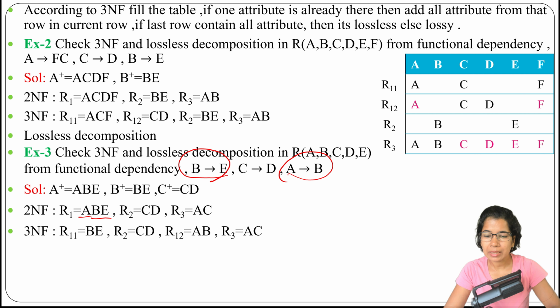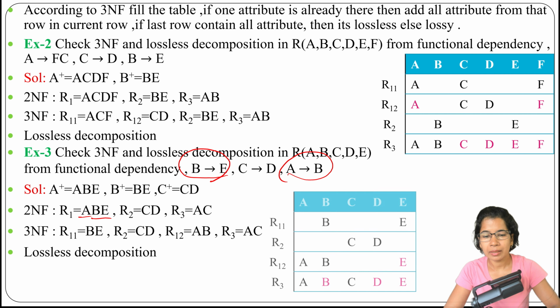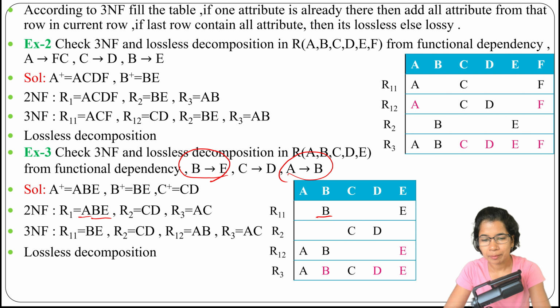Now we'll check whether this 3NF decomposition is lossless or not. Let's make the table. First we'll write BE, then R2 CD, then R12 AB. When we're writing B, we should copy E. As in R1 the row with B has E, we'll write E here. Next R3 AC, with A we'll write B and E, with C we'll write D. All attributes are here, hence this is a lossless decomposition.